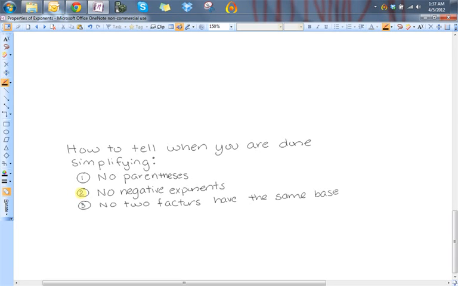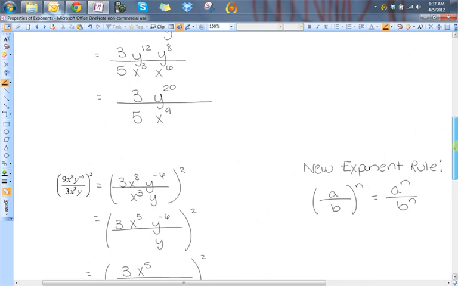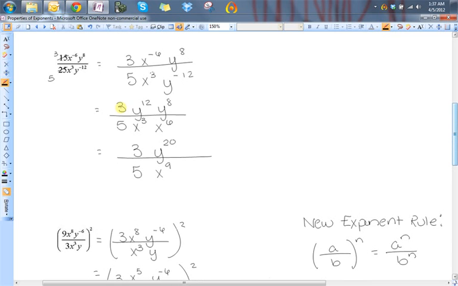Okay. The one that's a little more difficult to tell is that no two factors can have the same base. What I mean by that is, notice in this example here, this one was not done because each of these factors had a base of y. Each of these factors had a base of x. So you can't have that. You can't have two factors with the same base.